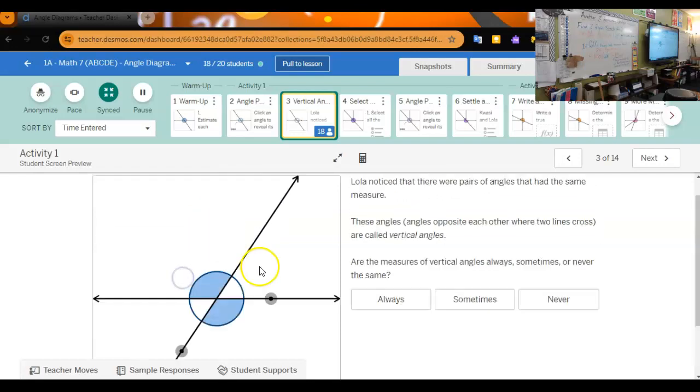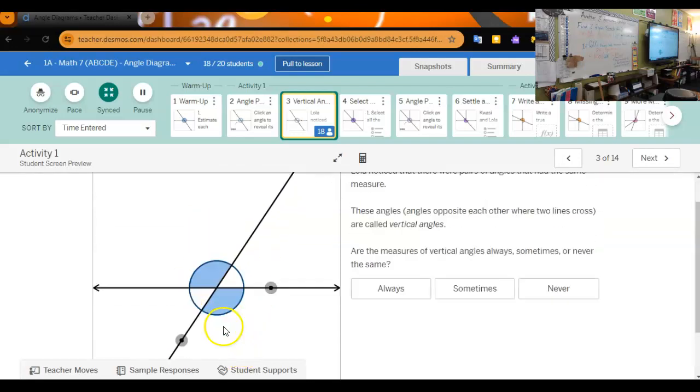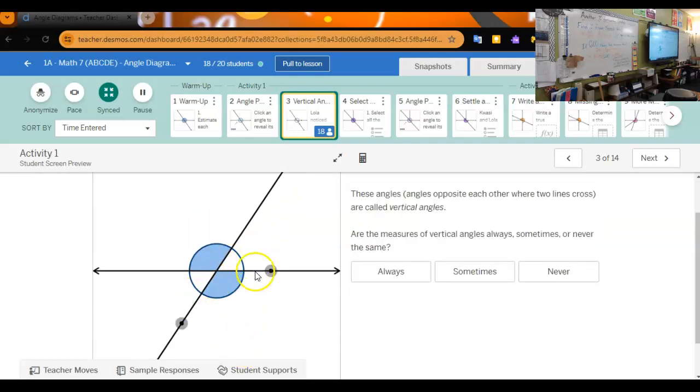What is happening with the blue angles that are opposite to each other, or the white angles that are opposite to each other? And we haven't used random cards enough this week. Carolina, what are you noticing? They're always the same? Like always, always? Yeah, as I make my blue angle bigger, both blue angles are getting bigger because this is like a pivot point. Right?